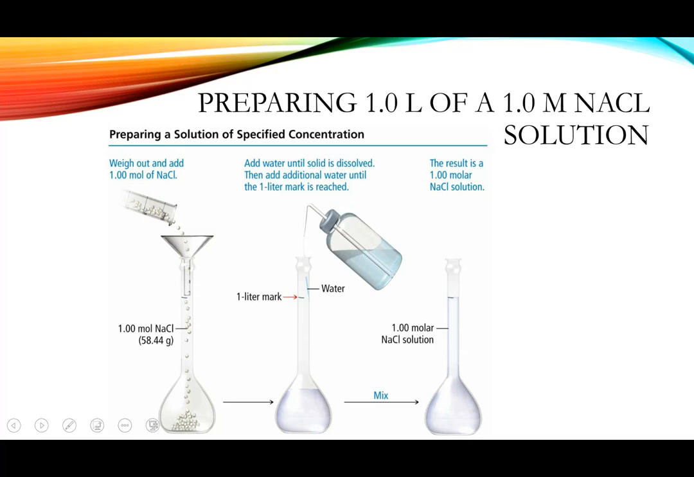So when you are preparing a 1 molar solution, you weigh out 1 mole of the solute. So in this case, I weigh out 1 mole of sodium chloride. I add it to this thing that's called a volumetric flask. I add some water to dissolve the solute, and then I fill the flask to the 1 liter mark so that I have 1 liter of solution, not 1 liter of solvent. So molarity again is moles of solute over liters of solution.